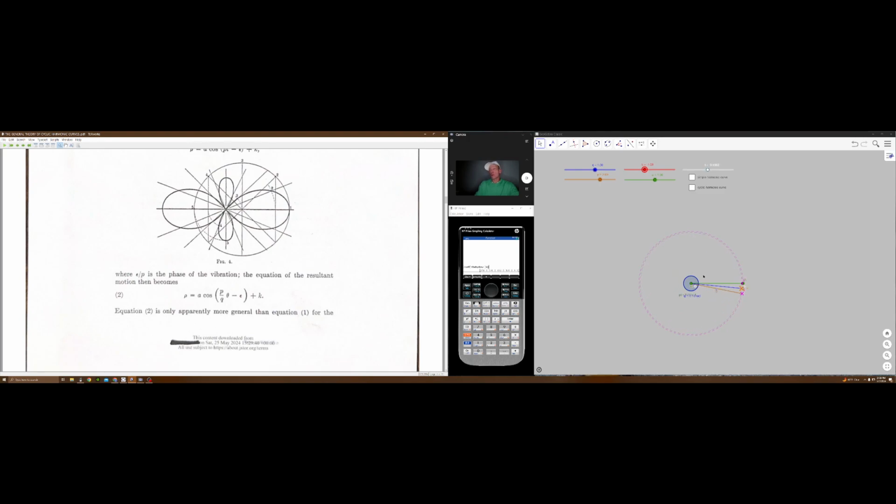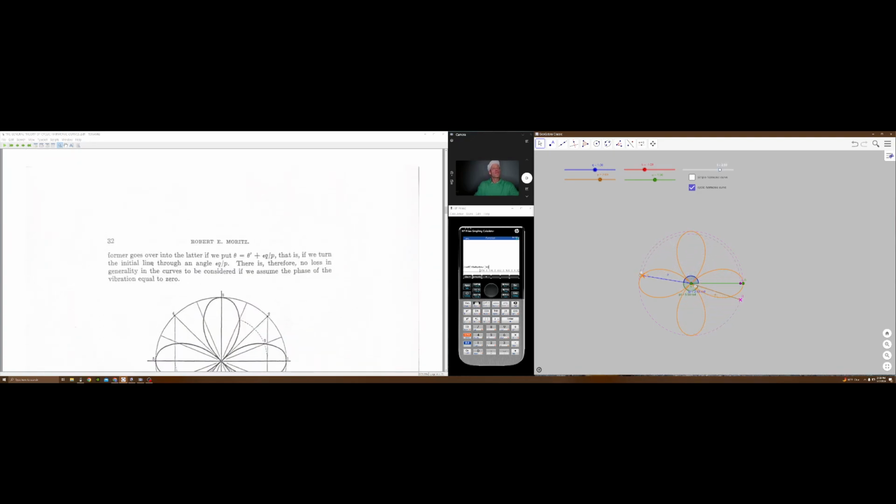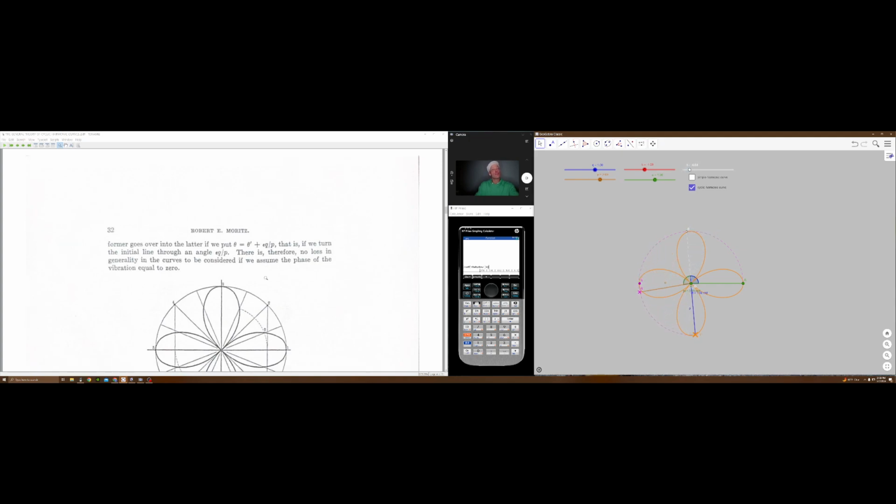This is representing equation 2. And apparently, equation 2 is more general than equation 1. For the former goes over the latter if we put theta as theta prime plus epsilon over Q. That is, if we turn the initial line through the angle, there is no loss in generality, and the curve is to be considered if we assume the phase of the vibration is equal to 0.